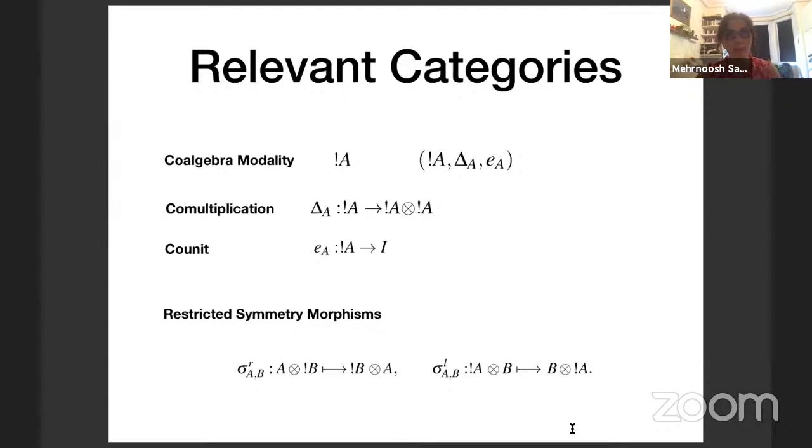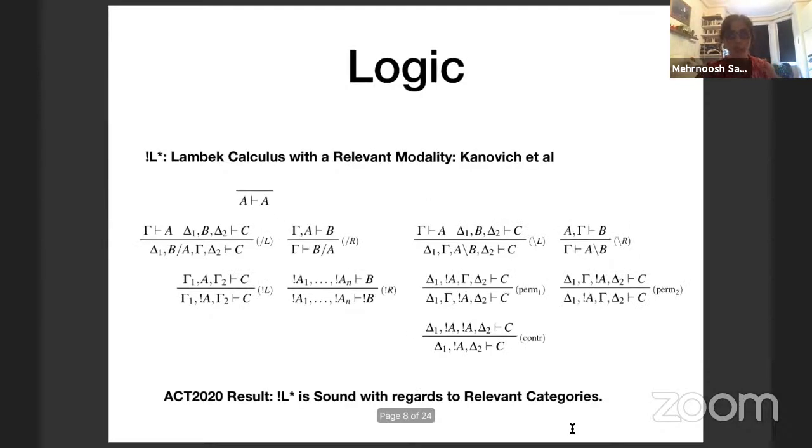They satisfy some other conditions, but on the logical side, that's what we did in our ACT 2020 paper: we found out that this categorical setting, which I call relevant categories, is sound with regard to a logic called Bang Lambek star, which is Lambda calculus with a relevant modality, developed by Kanovich et al. I'm just showing you very quickly the Gentzen style sequent calculus of the logic.